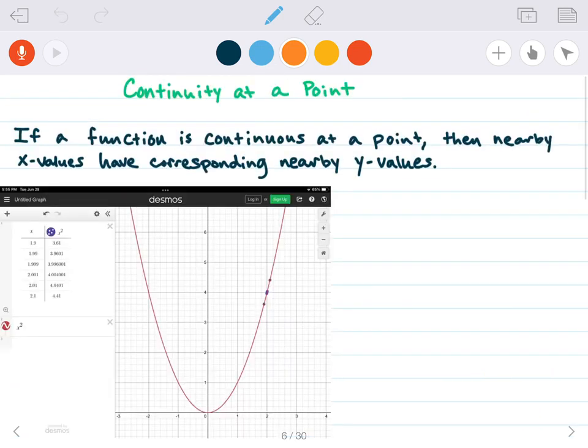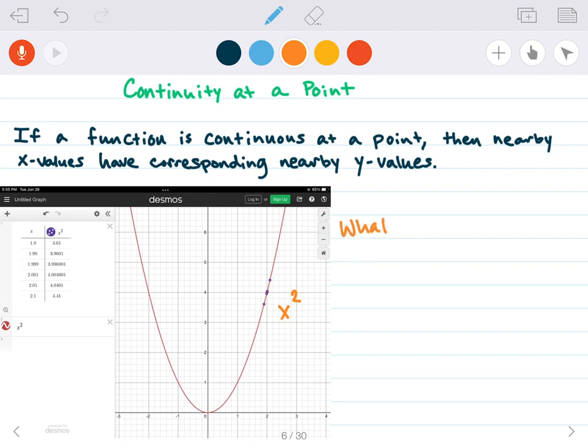Let's move on to continuity at a point. So what does that mean? Basically, if a function is continuous at a point, the nearby x values have corresponding nearby y values. We just talked about the quadratic x squared. We know for sure this is continuous. We can always draw a U shape without picking up the pencil.